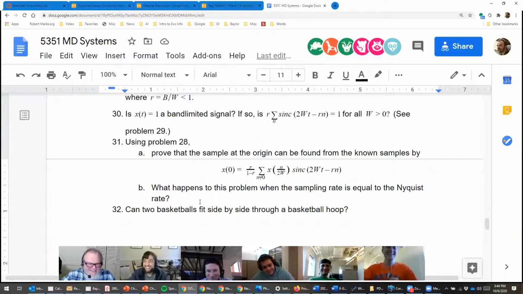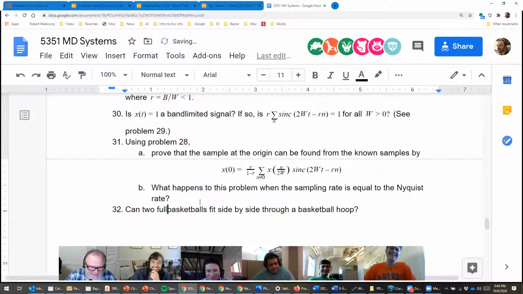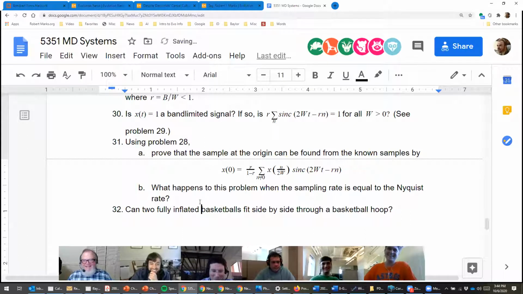Okay, let me be more... All right, does that clear up the problem? That's a good one, Justin. That was good. In the horizontal plane also. What's that? In the horizontal plane, they should be side by side, yes. Side by side. And the basketball hoop is in position. Yeah, the basketball hoop is in position. That's right. Boy, you guys would make good lawyers. You know, this is the sort of word gaming that they use.